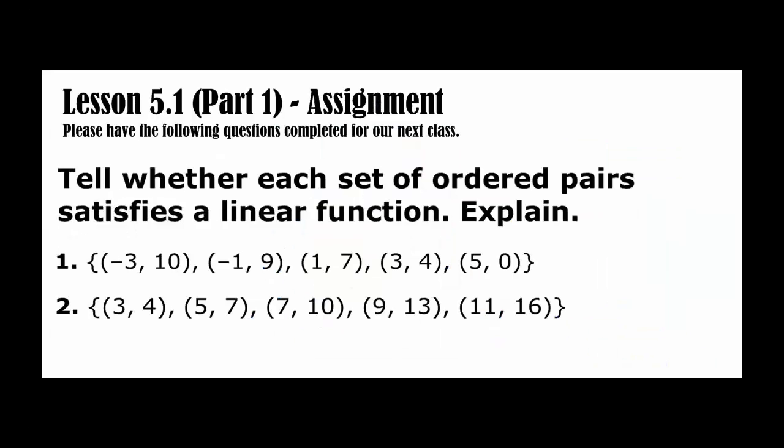All right, so today's assignment or review for lesson 5.1 part 1 is I'd like you to answer the following 2 questions for our next class. Tell whether each set of ordered pairs satisfies a linear function and explain. So you have 2 sets there for question 1 and question 2. You can use either method that we talked about, graphing the points on a coordinate grid and looking to see if it satisfies the characteristics for a linear function, or you can put them in a table and explain that way how you figured out whether or not it satisfies the characteristics for a linear function. So please have those done for next class.